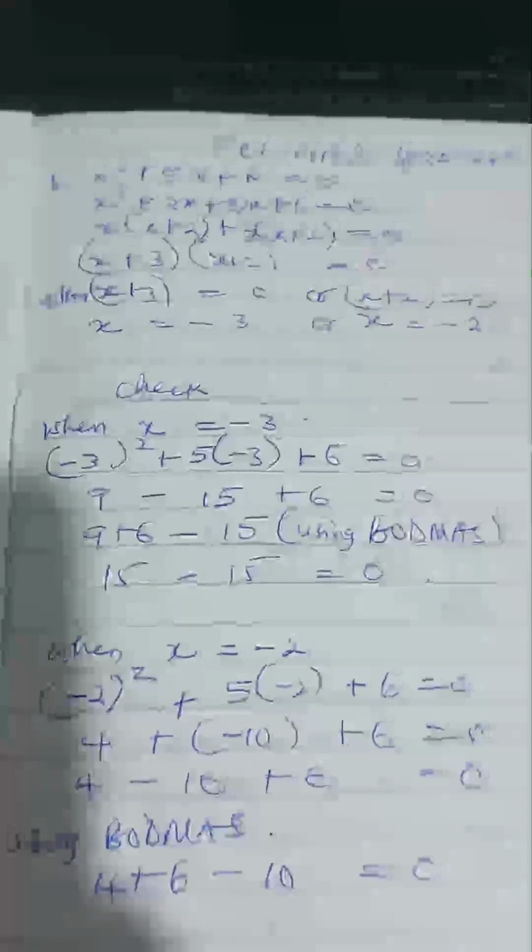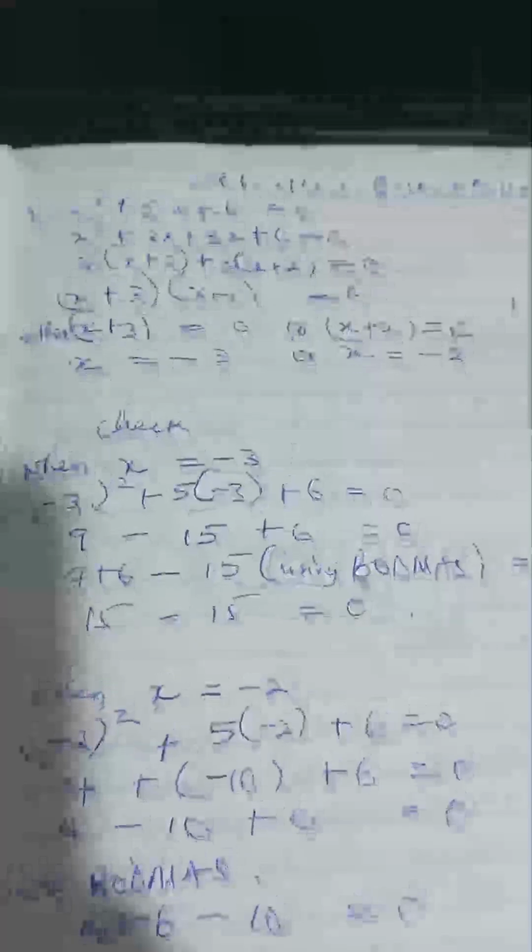What do we mean? y raised to power 2 plus 5y plus 6 equals 0 is an example of quadratic equation. s raised to power 2 plus 5s plus 6 equals 0 is also an example of quadratic equation. What we want to do now is to solve s squared plus 5s plus 6 equals 0.